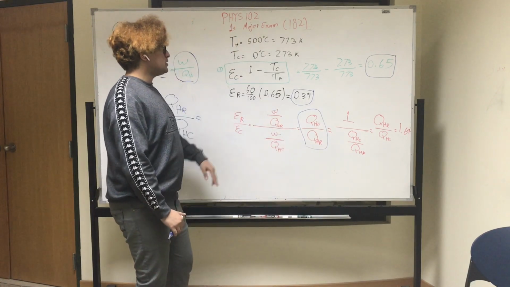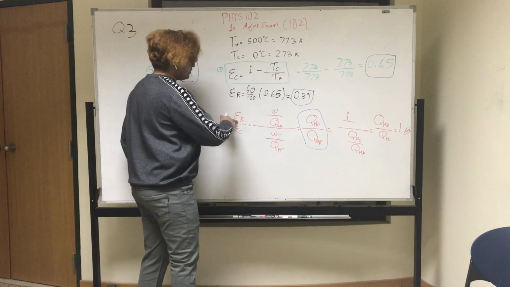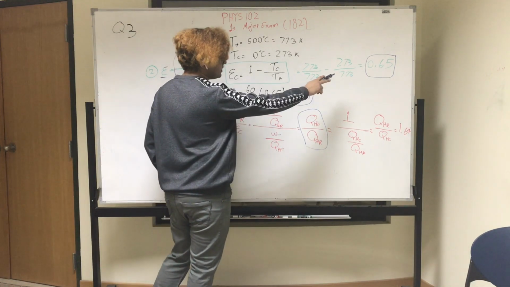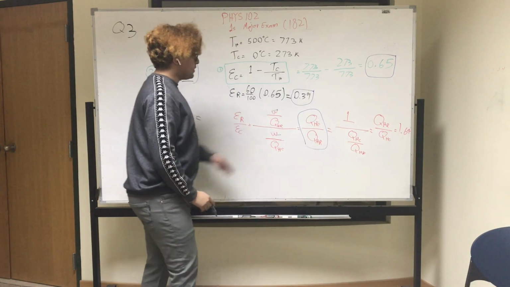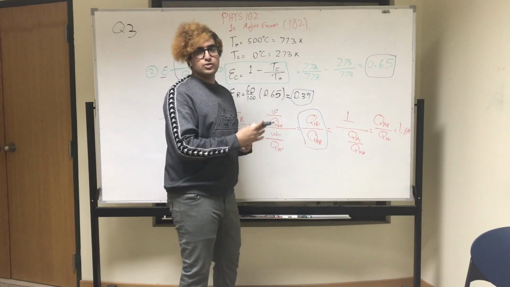Okay, just plug this into your calculator. Divide this value, which is 0.39, by this value, which is 0.65, and you will get this here. Once you get this, you're almost there.